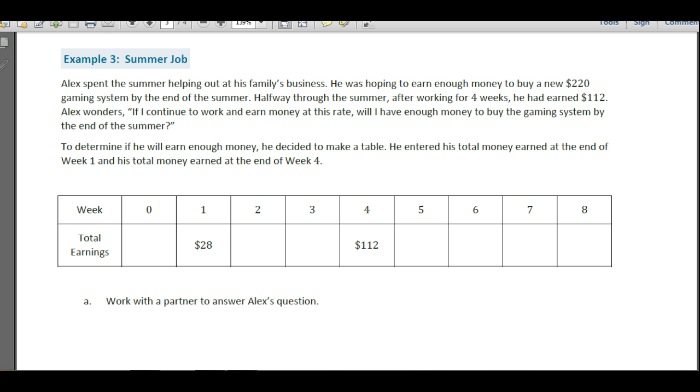But we're going to talk about Alex here. Alex spent the summer helping out his family's business. Ooh, like me. He was hoping to earn enough money to buy a new $220 gaming system by the end of the summer. Halfway through the summer, after working for 4 weeks, he had earned $112. So Alex wonders, if I continue to work and earn money at this rate, will I have enough money to buy the gaming system by the end of summer? Okay, and a key thing Alex has mentioned in here: at this rate. So that might tell you, hey, I need to uncover a rate.